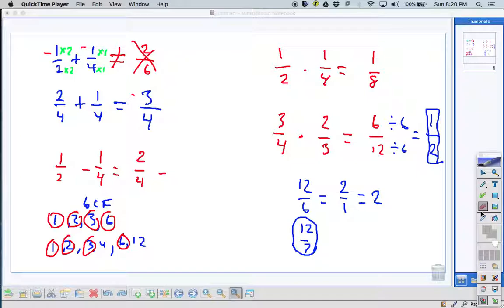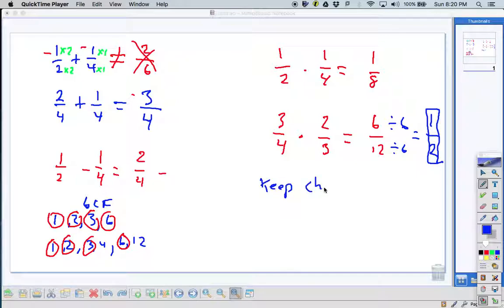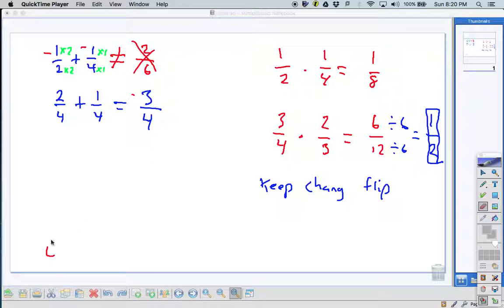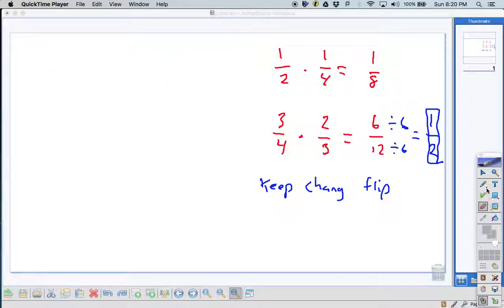Lastly, division. I'm going to get myself a little bit more space here. For division, you're going to do what's called keep, change, flip. Okay, so we're going to do keep, change, flip. And when you do that, you're going to take your division problem and make it into a multiplication problem. So you have, say, 1/2 divided by 1/4.